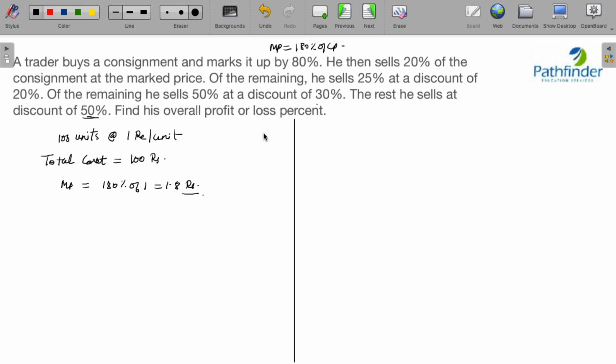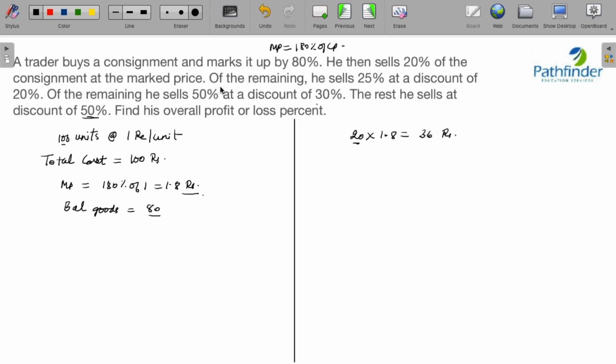He then sells 20% of the consignment at the marked price. So he sells 20% of the consignment at the marked price. So how much will he get? He should get 36 rupees. Now after 20% of the goods are sold, the remaining number of goods are 100 minus 20. Balance goods are 80.